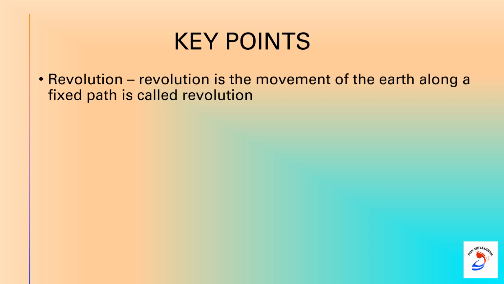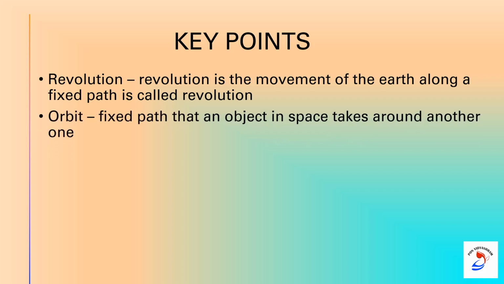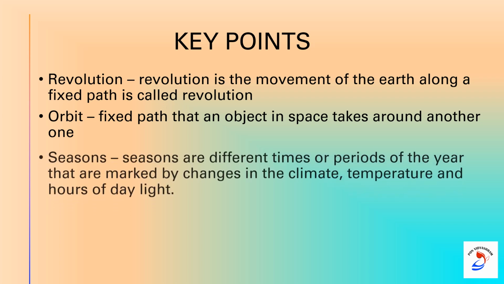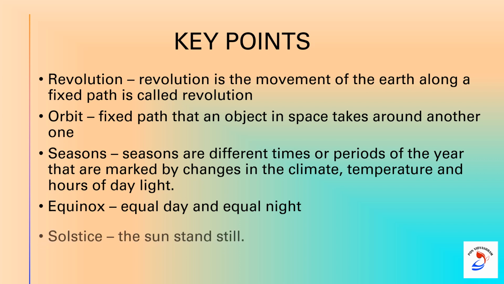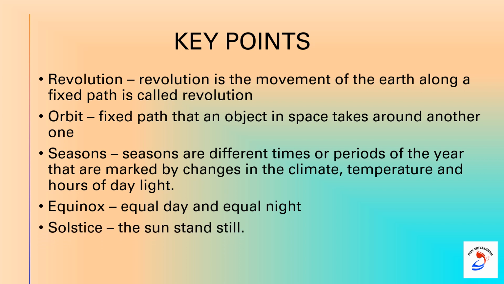So, a quick recap about the lesson. What have we learned? Revolution. Revolution is the movement of the earth along a fixed path. Orbit. The fixed path that an object in space takes around another one. Seasons. Seasons are different times or periods of the year that are marked by changes in the climate, temperature and hours of daylight. Equinox. Equal day and equal night. Solstice. The sun stands still.